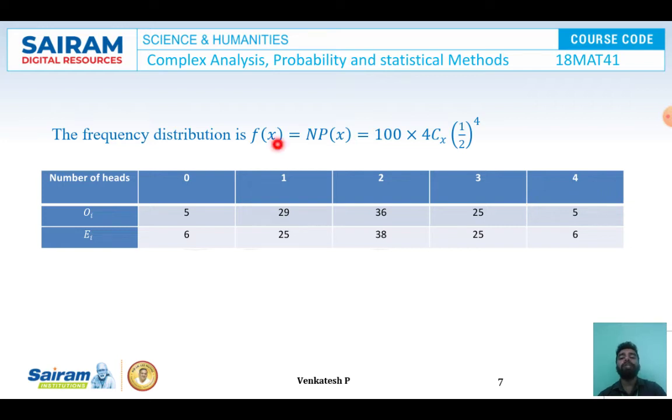So if x is equal to 0, the value will be 6. X is equal to 1 here, the value will be 25. X equal to 2, the value will be 38. X is equal to 3, the value will be 25. And x is equal to 4, the value will be 6.